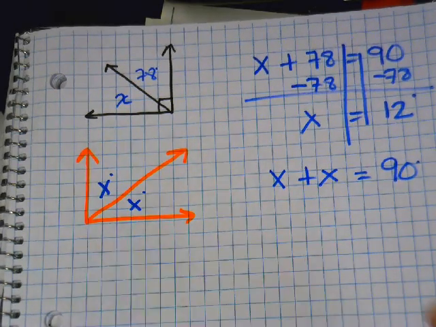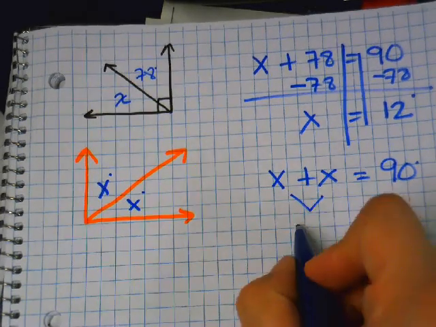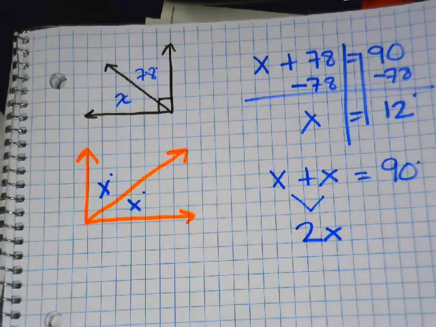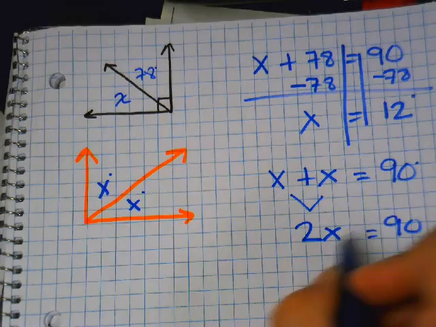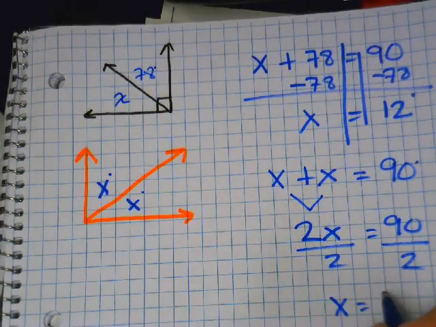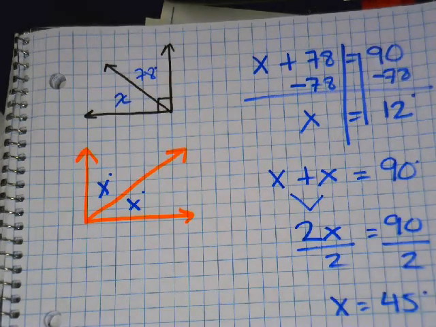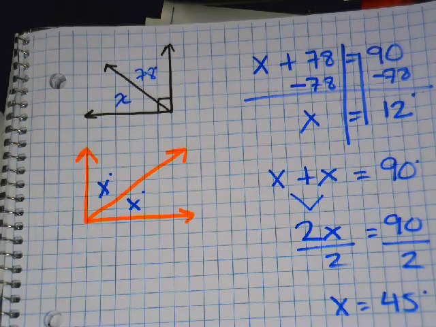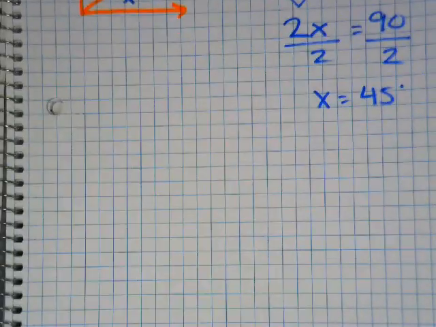Okay, x plus x is really equal to 2x, which is why we divide by 2. So x equals 45 degrees. So going back to what happens if you don't give us a number, this would be the only way to not give you the number. It would be the same number, 45.